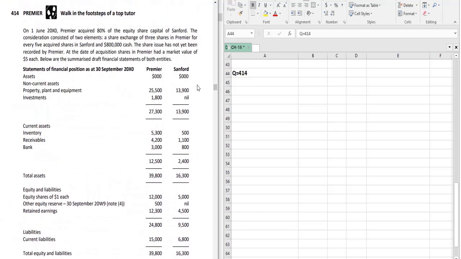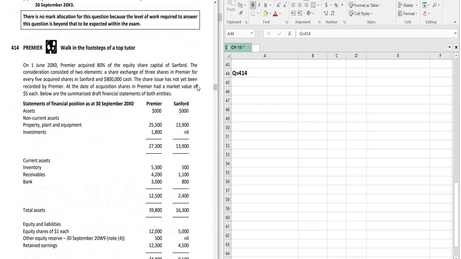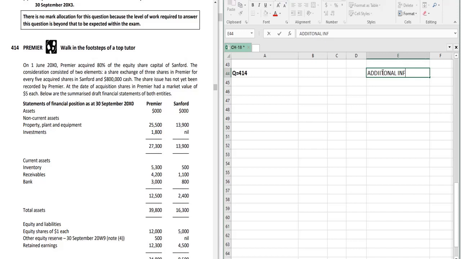So we will do the working here. First, we will note down the additional information here, and down below we will do the workings. We will also write a small note that all figures are calculated in dollars, comma, 1, 2, 3.